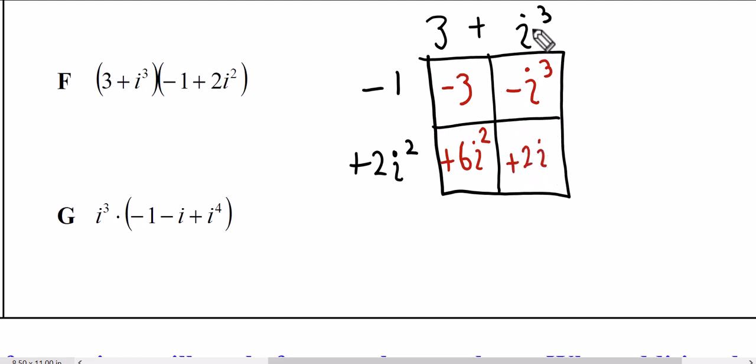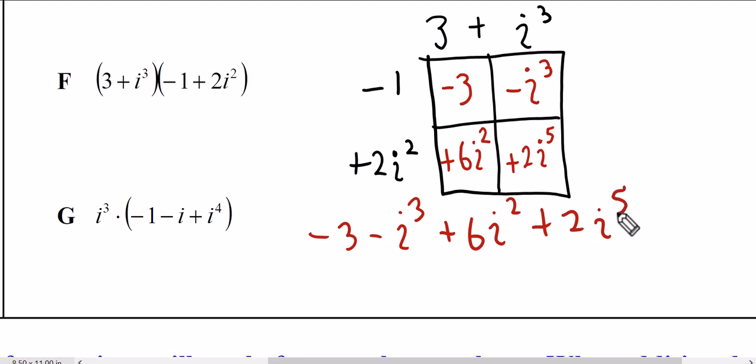Is this 2 times 3 or is it 2 plus 3? It's times. So we only add the powers, or do we? We only add the powers if we're multiplying. And what are we doing here? We're multiplying. So we added the powers. Okay. Now, let's write this out the long way. -3 minus i to the 3rd power plus 6i squared plus 2i to the 5th.